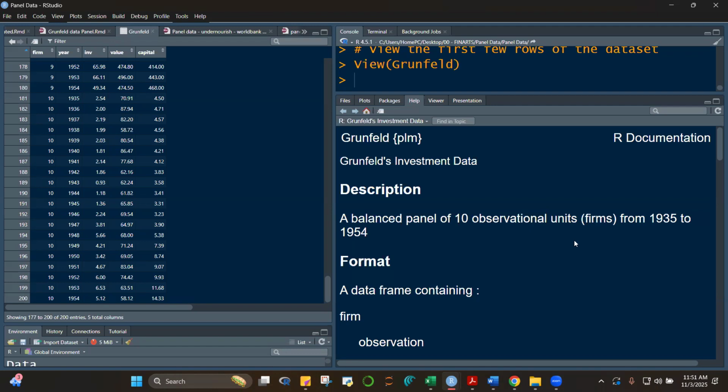But it's best to have a balanced panel data for comparison so that you can compare whatever you're analyzing across the years. Okay. So good thing we have a panel data coming from the plm package, Grunfeld.